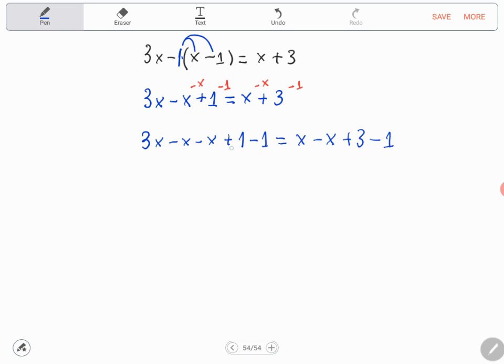Okay, then negative 1 with positive 1, or positive 1 minus 1, we will cancel, and 3x minus x is 2x, and 2x minus x is 1x, or just x, equal. We can cancel both x, and 3 minus 1 is 2. Our answer is 2, x equal 2.